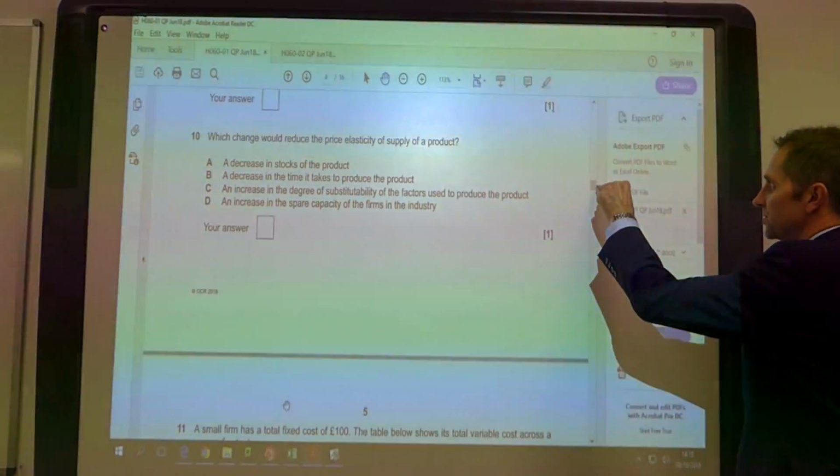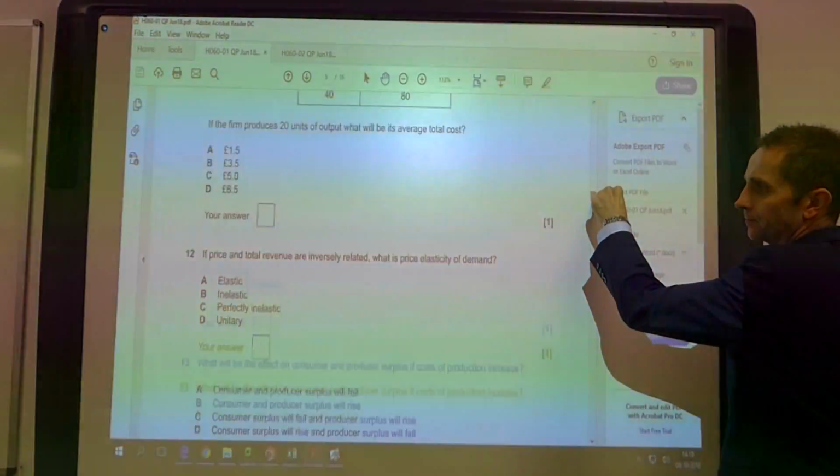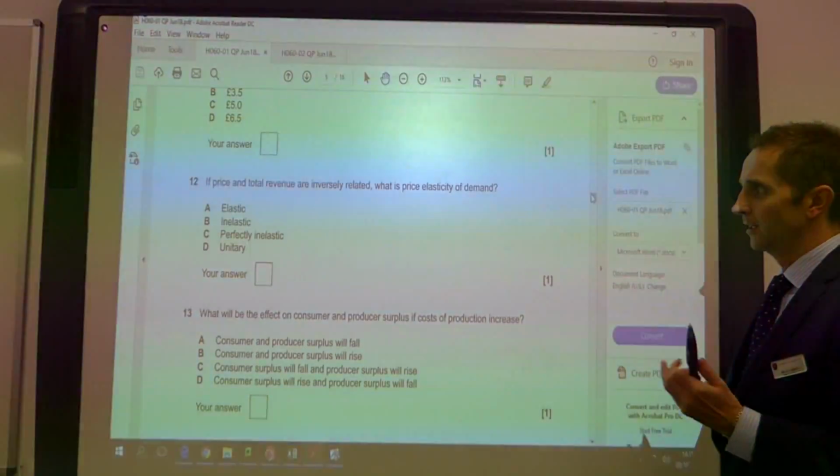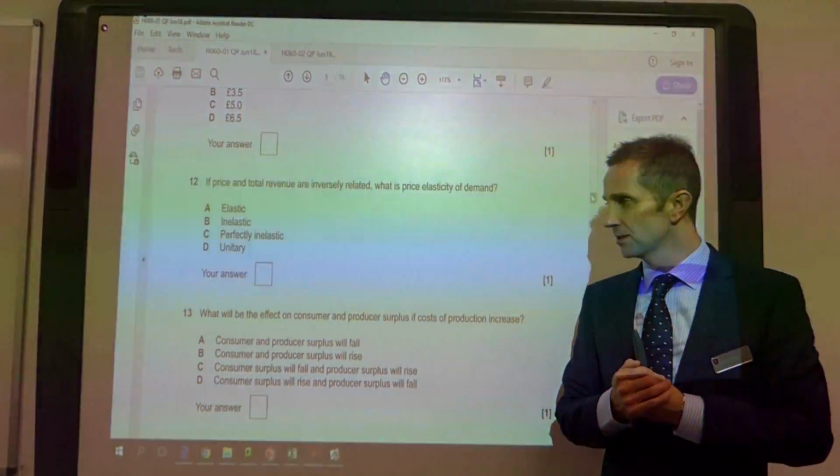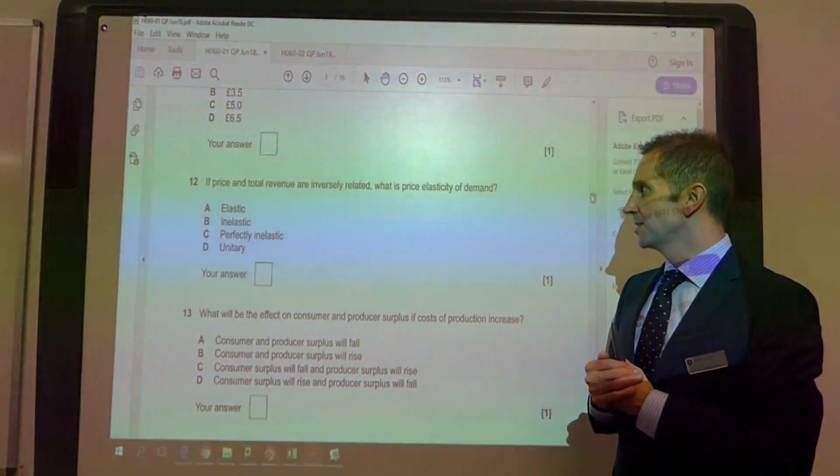Okay, 12, ladies and gentlemen. 12 is next. If price and total revenue are inversely related, what is the price elasticity of demand?